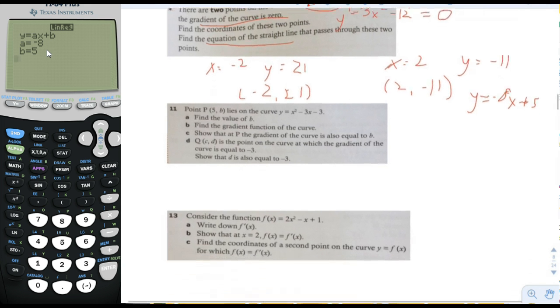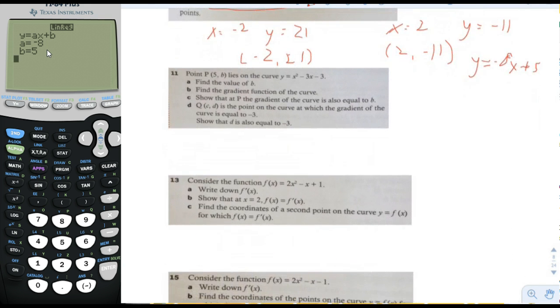Next one. Okay, we'll read through this. The original function is x squared minus 3x minus 3. It says find the value of b. The value of b is the y value when x equals 5. Then it says find the gradient function. All right, let's take it one step at a time. So it says find the value of this function when the x value is 5.